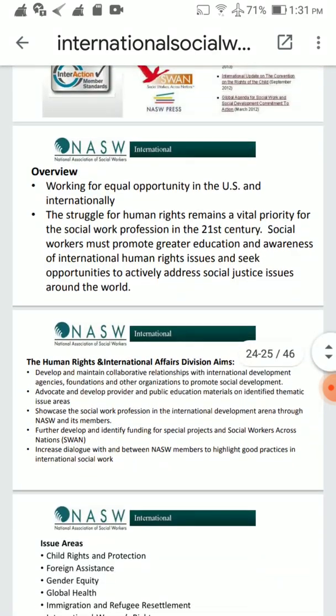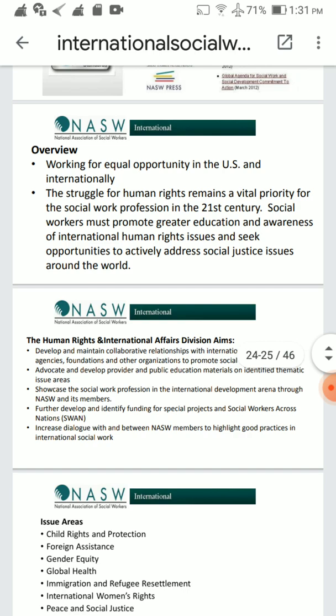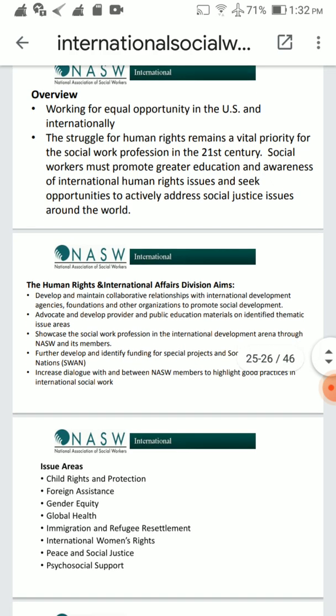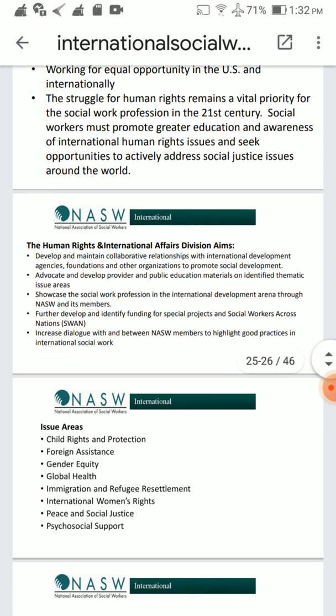So lastly, the overview in NASW in international work. The first is working for equal opportunity in the U.S. and internationally. Second, the struggle for human rights remains a vital priority for the social work profession. In the 21st century, social work must promote greater education and awareness of international human rights issues and seek opportunities to act and address social justice issues around the world.